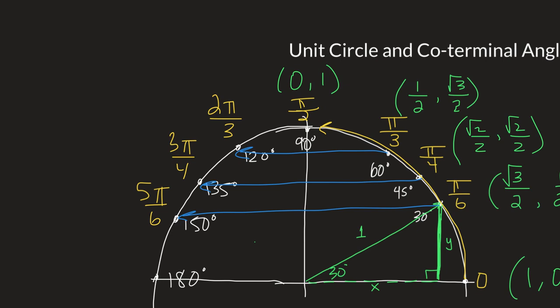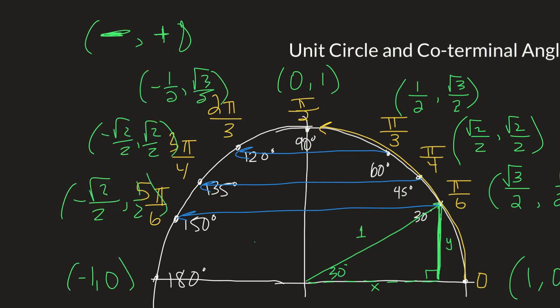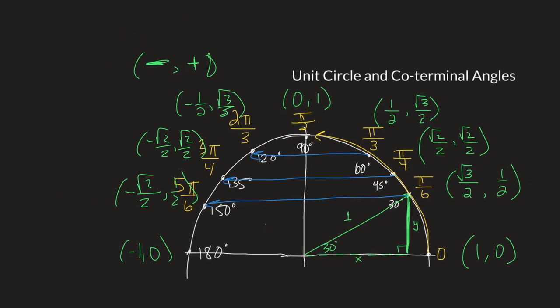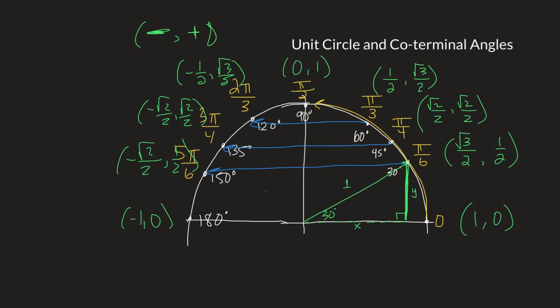You can just use the pattern, which is so much easier. But in the second quadrant, remember the x-coordinate is negative in all second quadrants, and the y-coordinate is positive. Okay, so this is what those points would look like. It continues all the way around your circle using those same patterns with different positives and negatives.